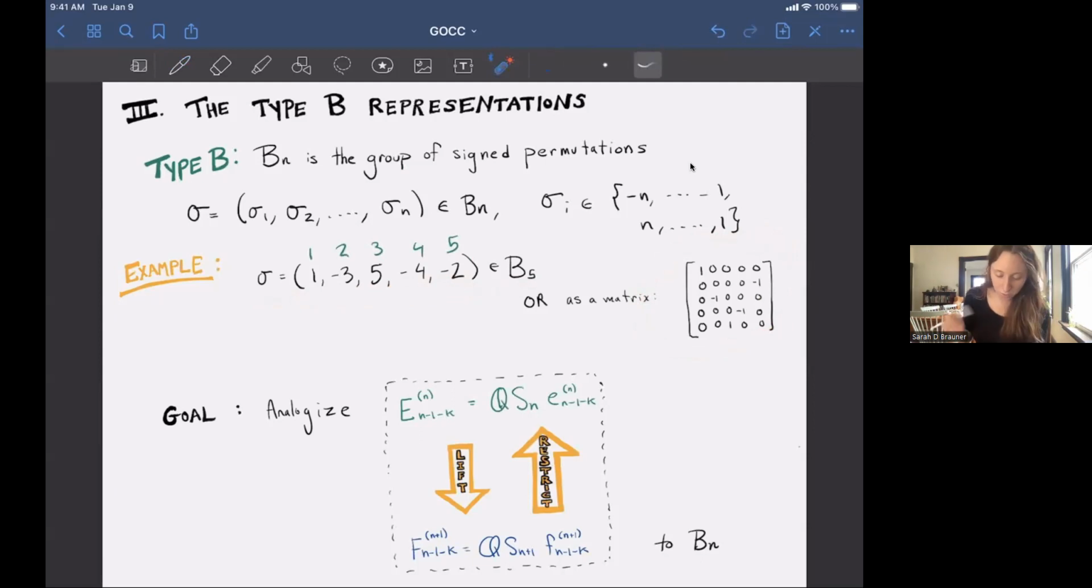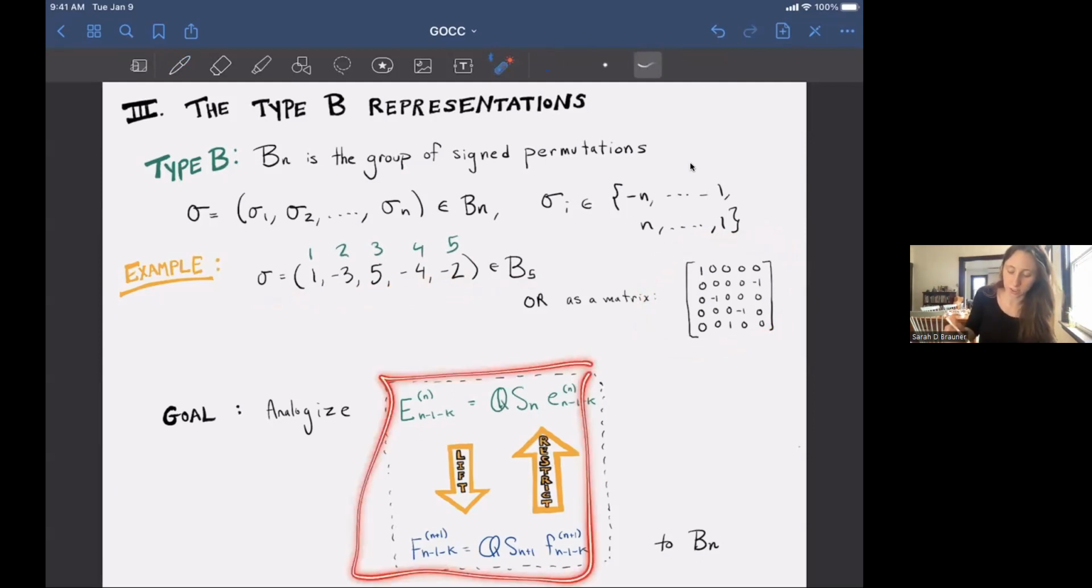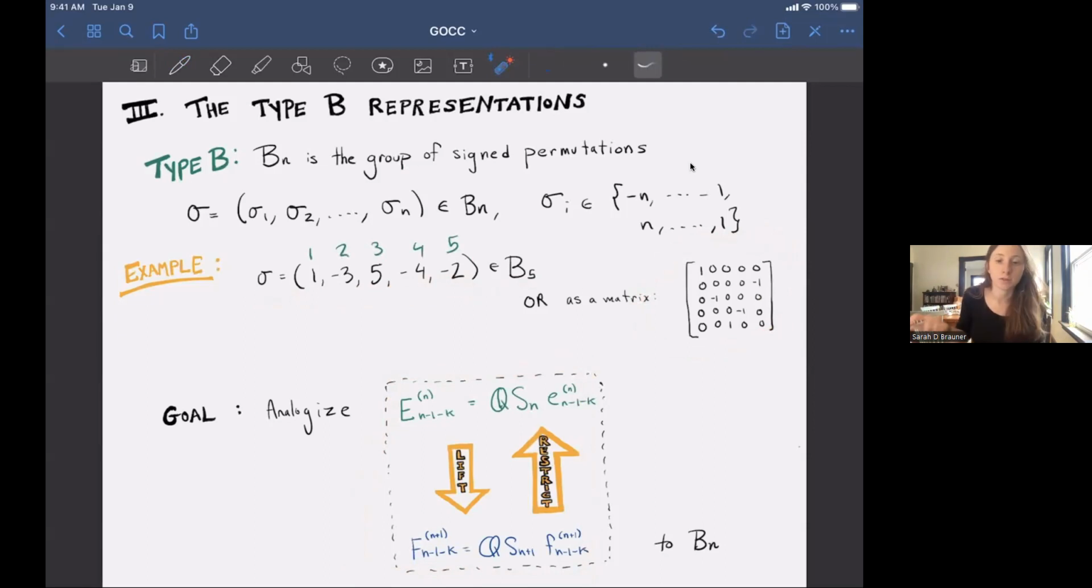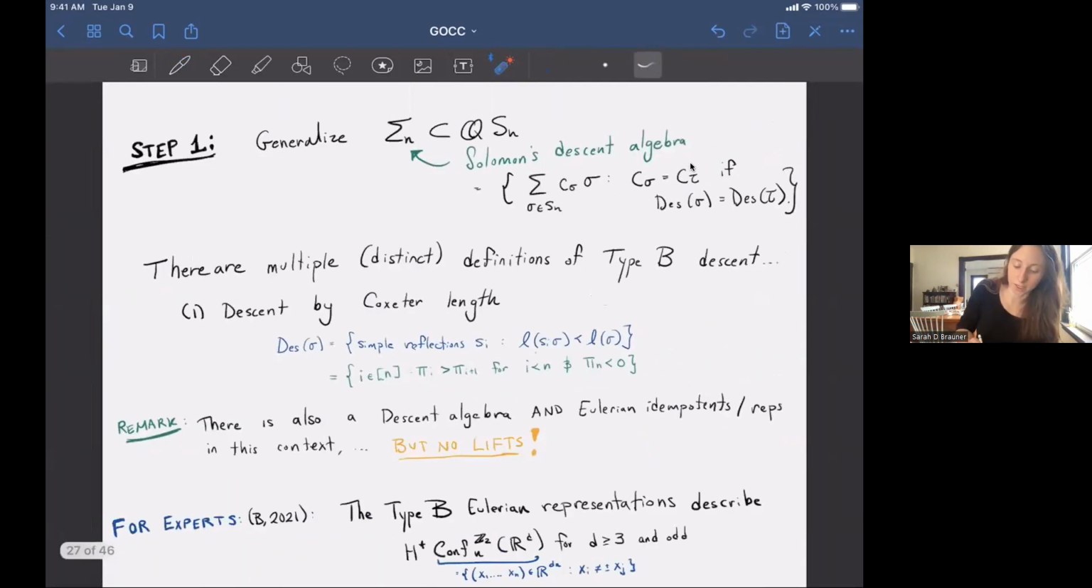Okay. So my first goal is to give an analogy of this Eulerian representation lifting to Whitehouse representation in the case of type B. And so really what I have to do is generalize this descent algebra that we saw at the beginning. There are multiple different definitions of type B descent. One possible definition is by Coxeter length, and this is the most well-known definition. In this case, we get a descent algebra, we get Eulerian idempotents and representations. But the problem is that those representations actually don't lift to B_{n+1}.